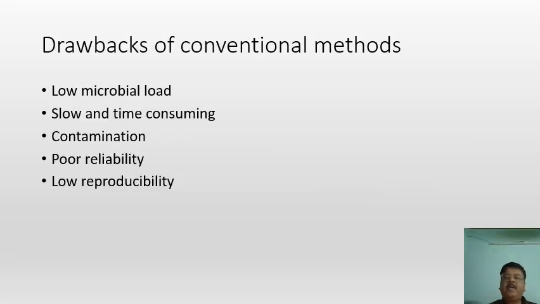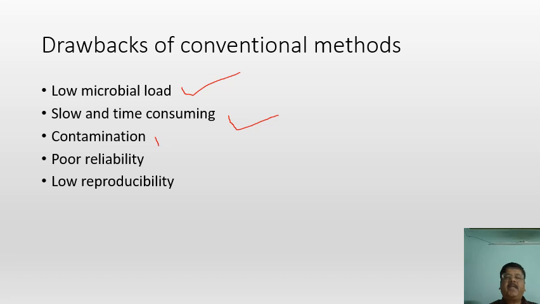What are the drawbacks of conventional methods? The conventional methods may miss the organisms if there is a low microbial load. So therefore, there is a need for more sensitive methods so that we can pick up the organisms in culture. The conventional methods are slow and time consuming. Even if there is a certainty of growth, it will take 3 days. So, to some extent, the automated methods will reduce the turnaround time.